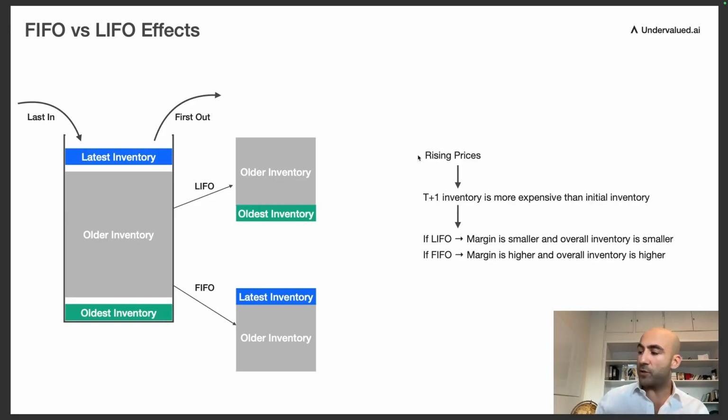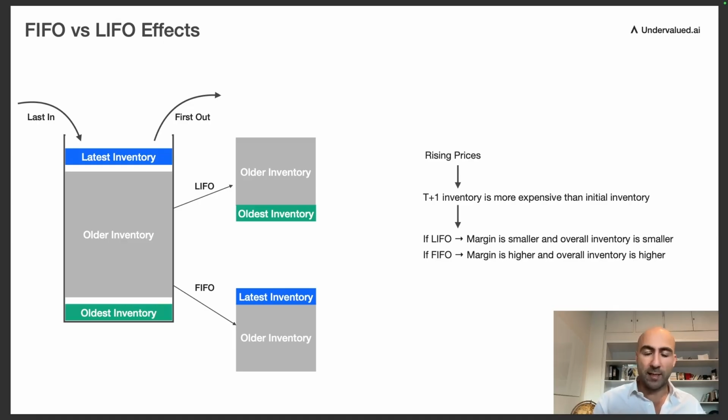On the LIFO, because you're selling the newest, most expensive inventory first, the cost of goods sold will be higher, given that the prices are rising. Therefore, the profit will be lower, and the inventory on the balance sheet cheaper, right? Because it's made of the older inventory that was cheaper than the new inventory, because prices are rising.